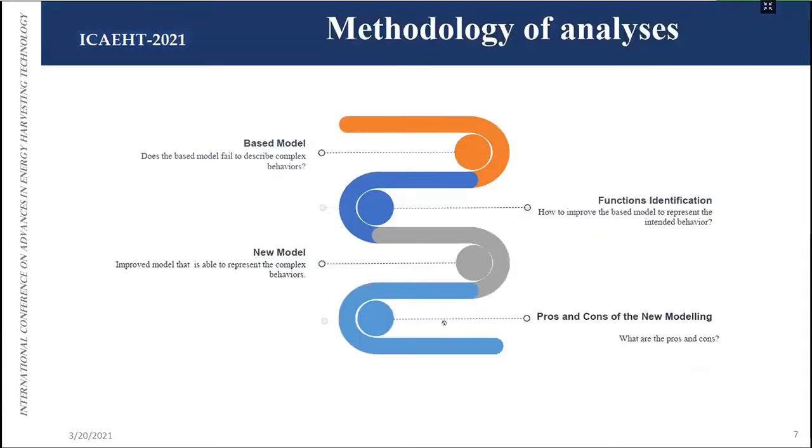So to modify our base model, we use these steps. We start by asking, does the base model fail to describe the complex behaviors? And our response was, yes, it fails. So how to improve the base model to represent the intended behaviors? We thought about trying to identify some functions. And then we could obtain a new model that could represent these complex behaviors. But what are the pros and cons of the new model? So I'm going to present these steps in the next slides.